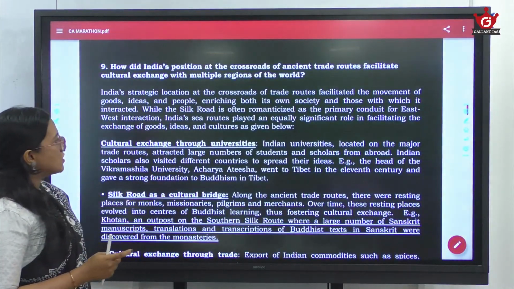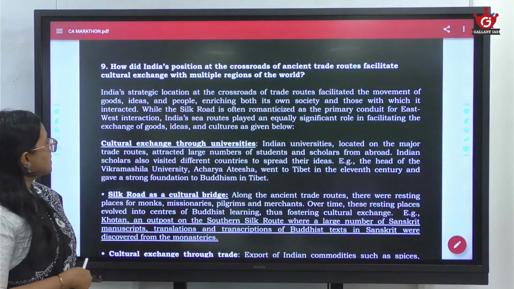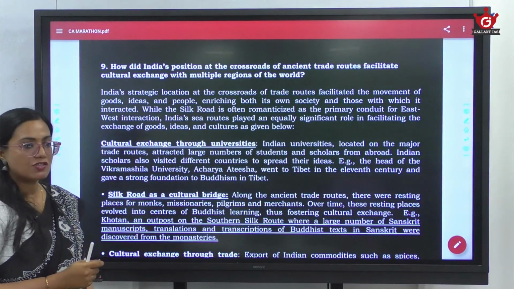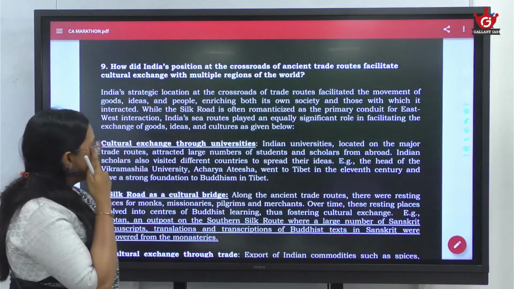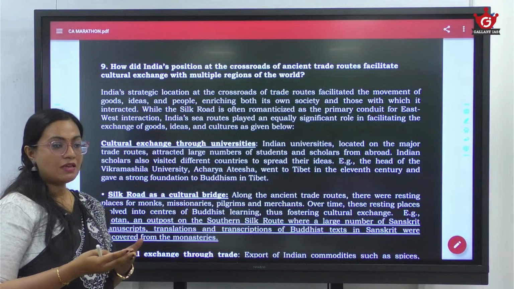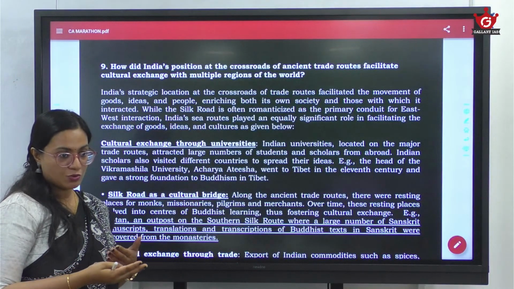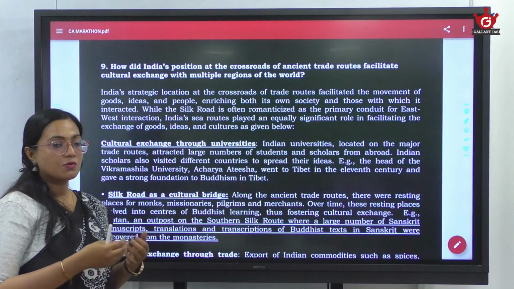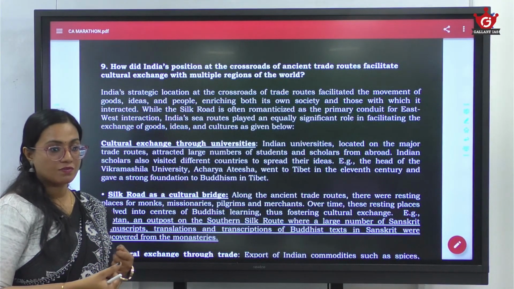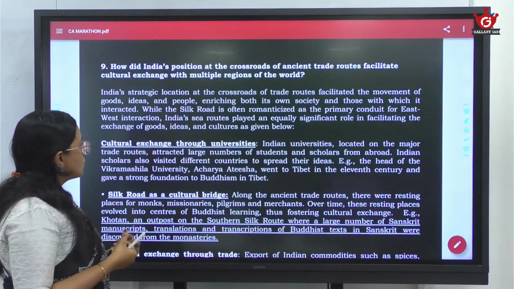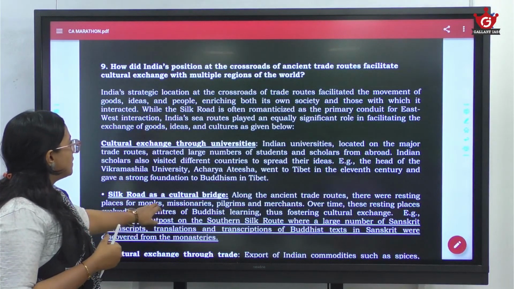How did India's position at the crossroads of ancient trade routes facilitate cultural exchange with multiple regions of the world? This is related to culture. So India is at the crossroads of many traditional routes. The problem here is we always remember our Silk Route, but we forget our sea routes. So that should also be mentioned here. Then how did that happen?